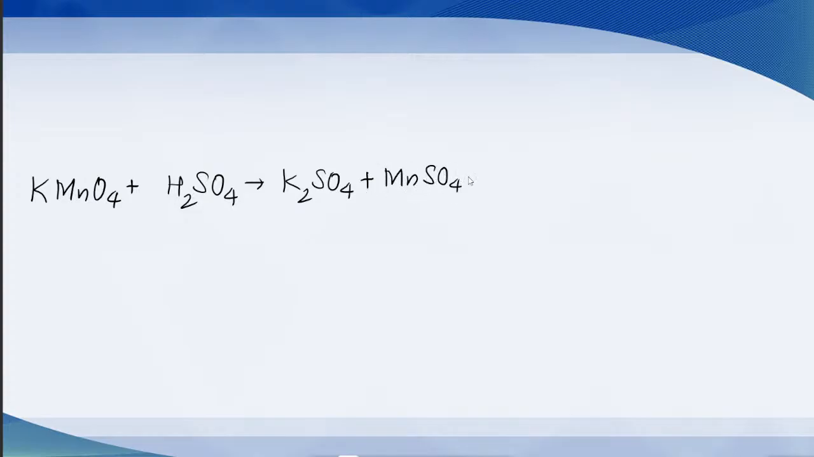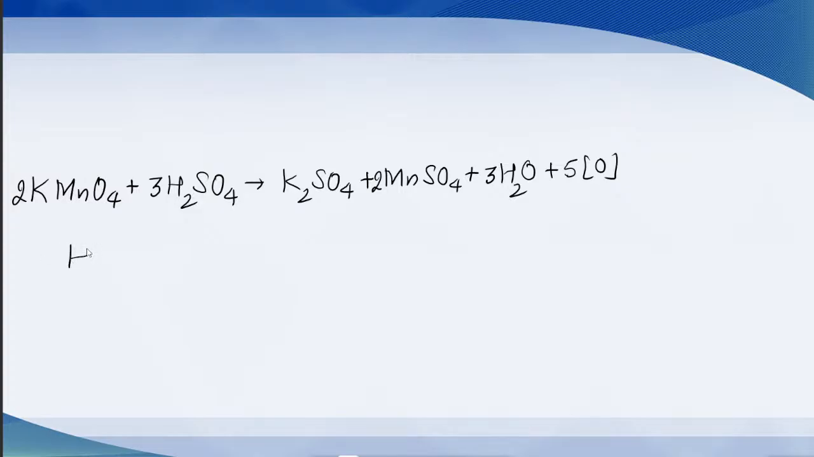Second, again same reaction, KMnO4 plus H2SO4 to give potassium sulfate, manganese sulfate plus H2O and nascent oxygen. So 2, 2, and 3, 5.